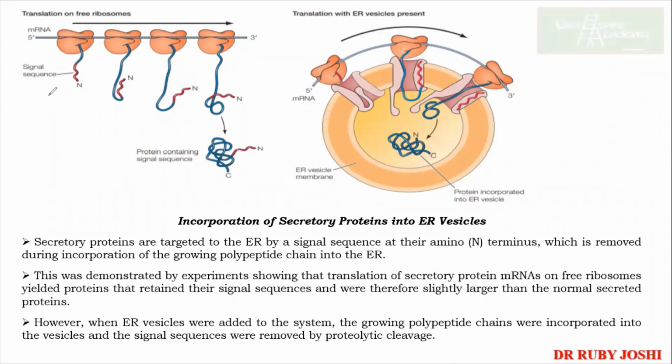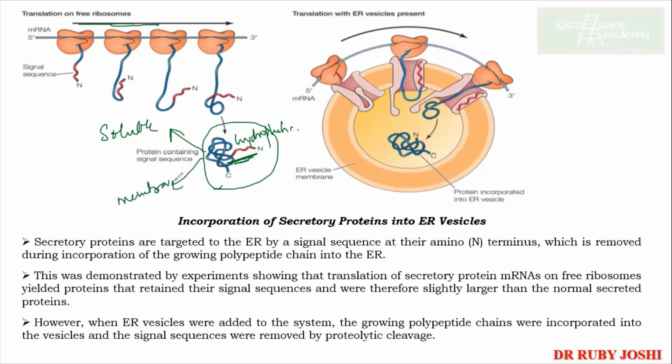So this is clear to everyone, how the proteins are translated on free ribosomes. You get a protein. The only difference you see is that here again the signal peptide is there. This is again going to be hydrophobic in nature. Every protein has two fates: either to be a soluble protein or to be a membrane-bound protein, depending on the function.